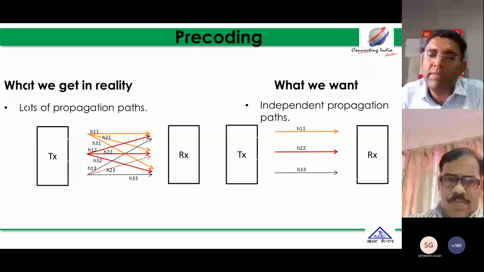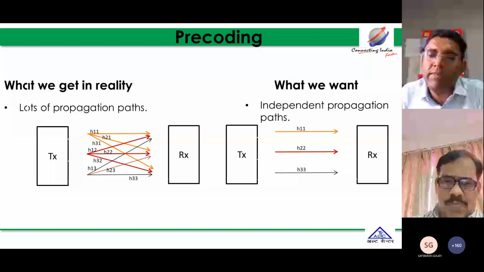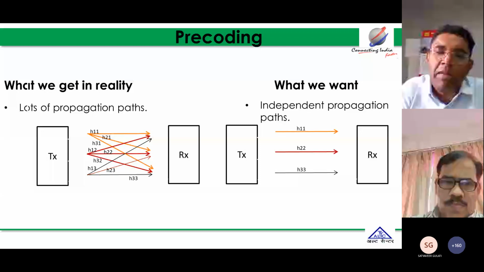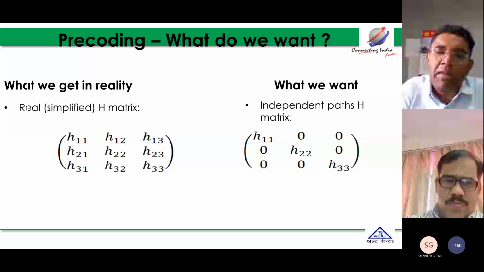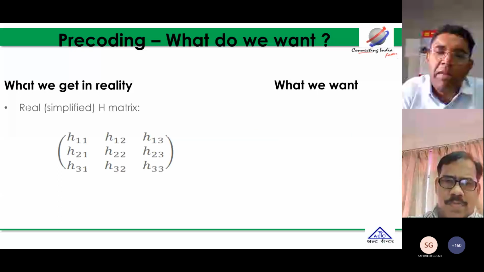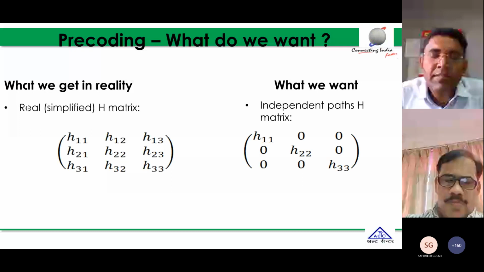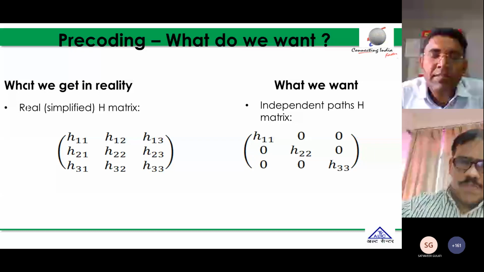How can we get that? This one is the mathematical form. Actually, the matrix is there, same as above. So how will we achieve it? By adding the pre-coding matrix in the digital domain. That is the beamforming.